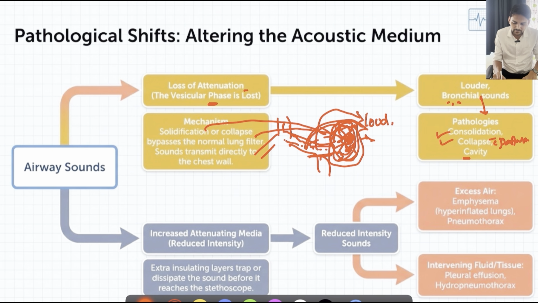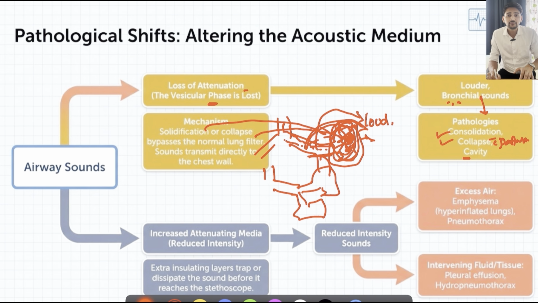Now, in the same travel path, there might be some other factors which might further attenuate the sounds, leading to excessive filtration and reduced intensity of breath sounds. That we will see here. For example, if there is excess air, hyperinflated lung, we know that air is not a good conductor of sound, leading to further attenuation. Normally there will be air, but if it is in excess, for example in emphysema or pneumothorax, in that case, this excessive air media will further attenuate the breath sounds, leading to reduced intensity of breath sounds.